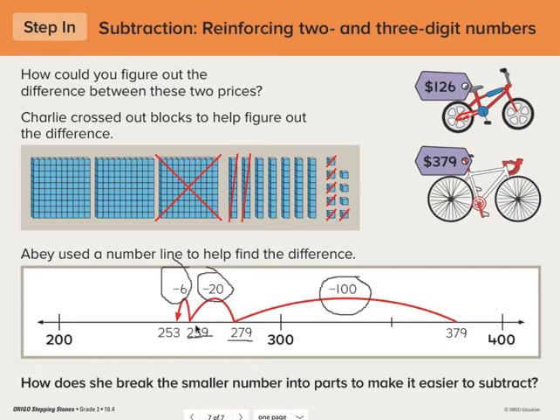It might take a little bit longer, but when you break it apart like that and you find these friendly numbers to subtract with, that makes it so much more bearable than just taking 379 and trying to subtract 126 in one big jump.